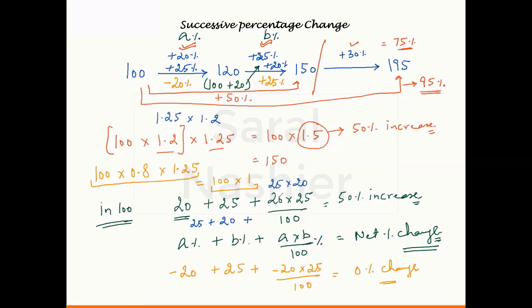So this also tells us that you do them in whatever order, it does not make a difference. Whatever the order is, the final percentage change would always be the same, whether you do A% first and B% second, or you do B% first and A% second.